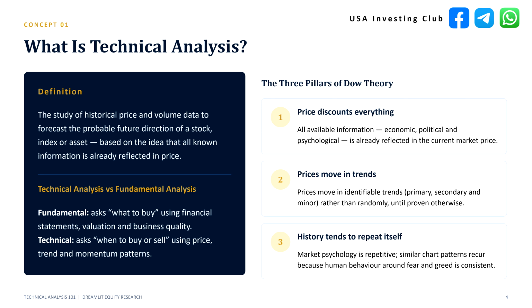2. Prices move in trends. Markets move in identifiable primary, secondary, and minor trends rather than randomly, and we assume a trend remains in force until proven otherwise. 3. History tends to repeat itself. Market psychology is repetitive. The same patterns recur again and again because human behavior around fear and greed doesn't really change from one market cycle to the next.